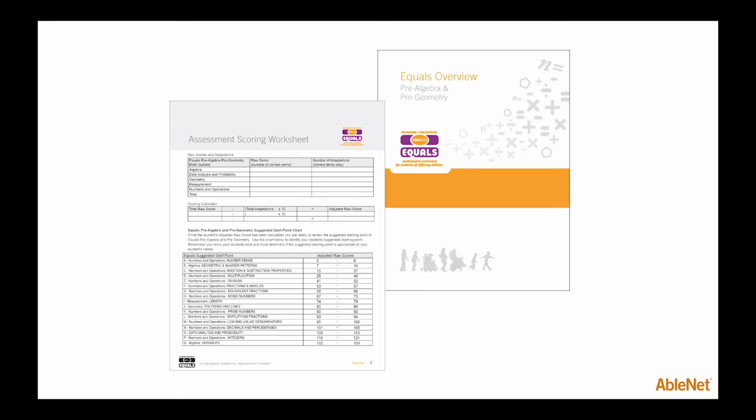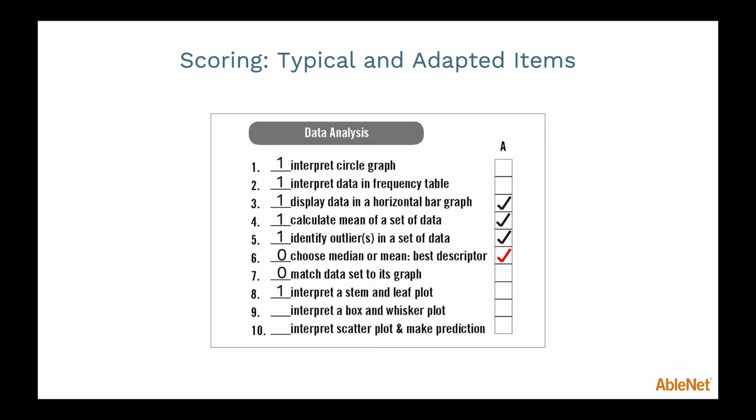After you have assessed a student, you will need to score their student response booklet. The following information for the assessment, as well as the directions for scoring, are found in the Pre-Algebra and Pre-Geometry Overview Manual. Let's look at how to score the assessment. For each subtest, you will count the number of items correct, all of the ones. That will produce a raw score for each subtest area.